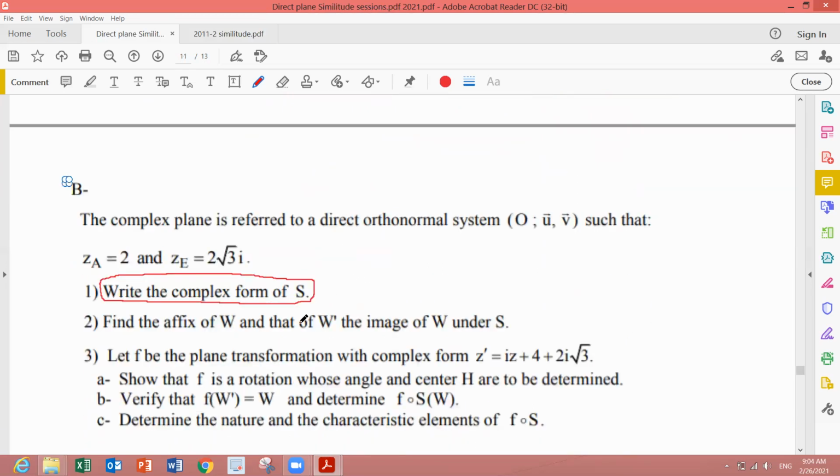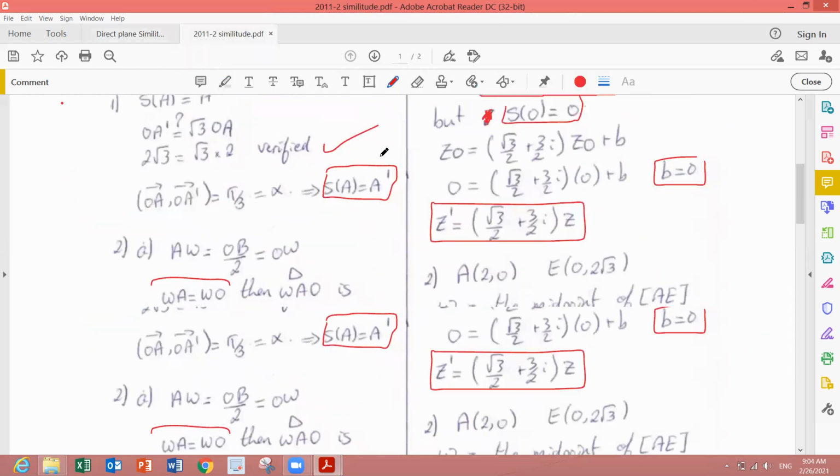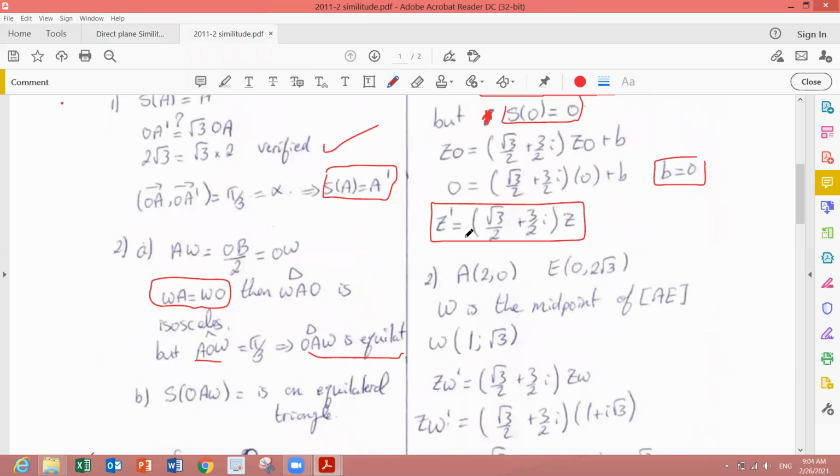And W prime. So we have the coordinates of A: 2, 0, and E: 0, 2 radical 3. W is the midpoint of AE. XA plus XE over 2 gives us 1, and 0 plus 2 radical 3 over 2 gives us radical 3. This is W.